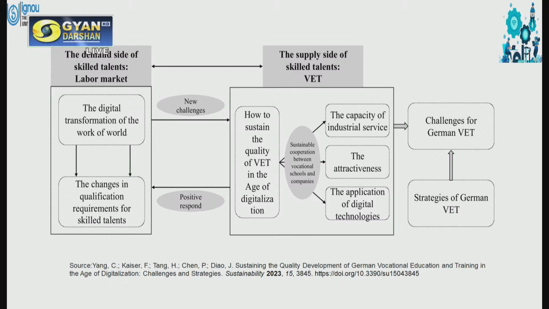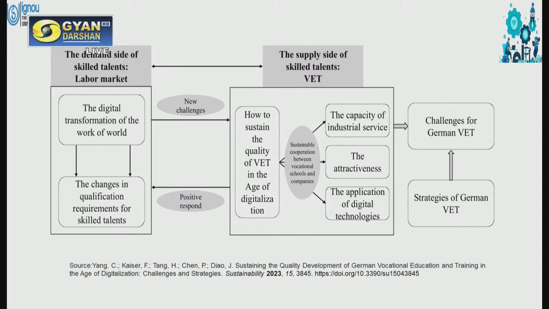So you see the demand side of the skilled labor market, we have taken these variables: the digital transformation of the workforce, the capacity of industry services, challenges of the German vocational education and training model, and strategy of the German vocational education model. So we have to see these variables together when you are going to start your research and finalize research issues and problems. The table which I have discussed, as shown on screen, will help you through this diagram: what is the first research issue, the second, and the third. I think I tried to complete all steps, sir.